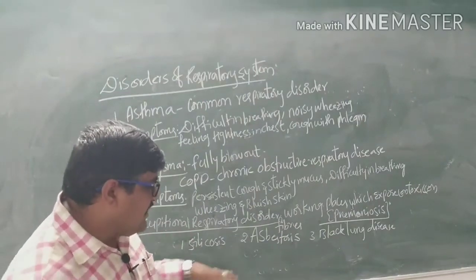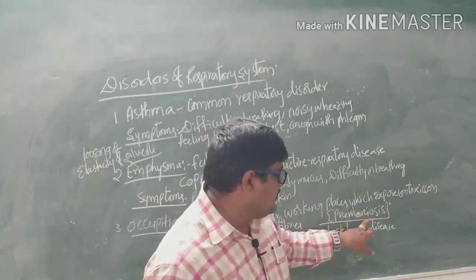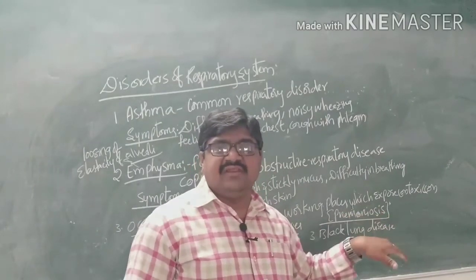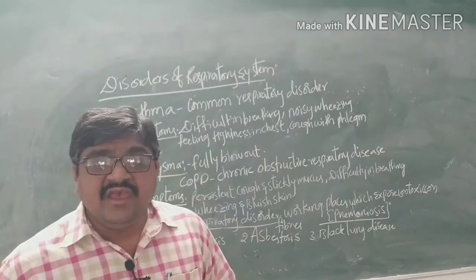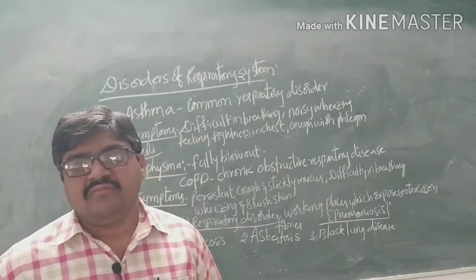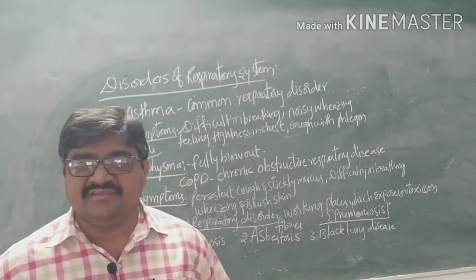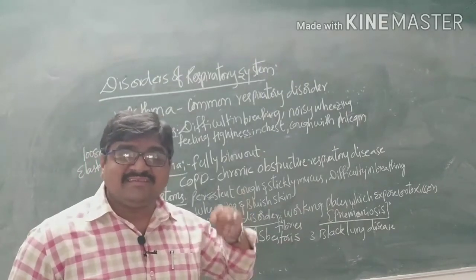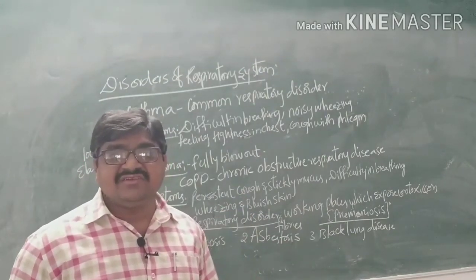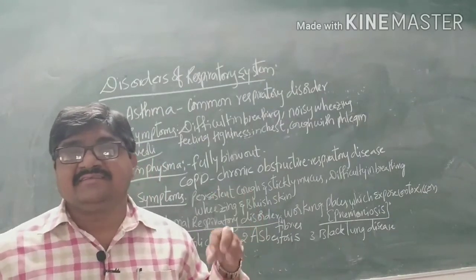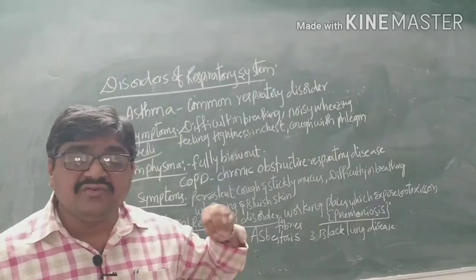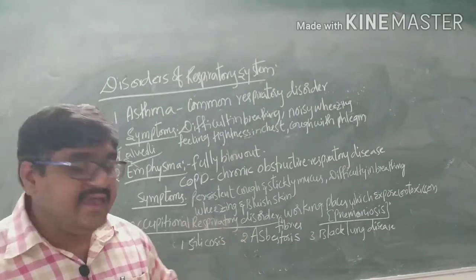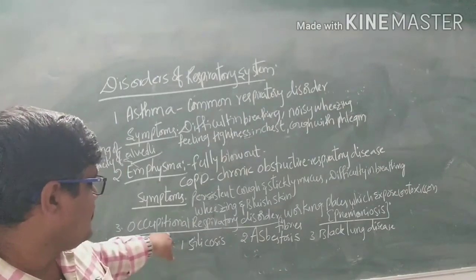So this condition is called pneumoconiosis. Here the exchange of gases does not take place, and there is difficulty in breathing. Why? Because the fibers or dust particles from working in various types of places are inhaled, and due to inhalation they are deposited in the lungs, in the alveoli, which obstructs respiration and the exchange of gases. So that is called an occupational respiratory disorder.